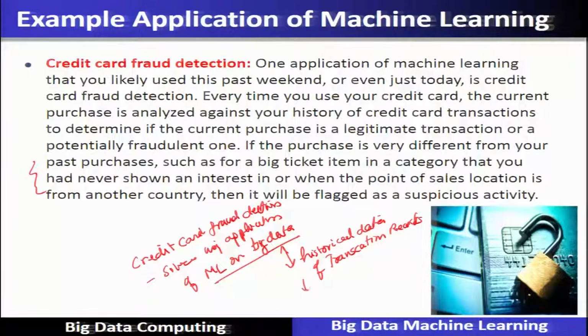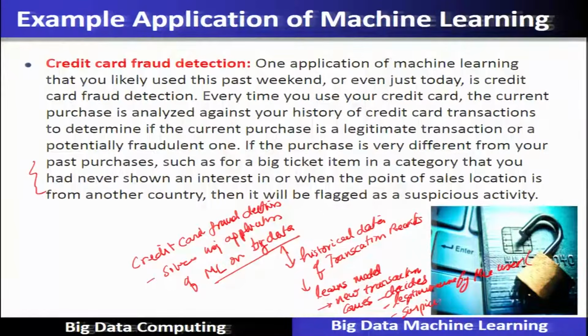So, that means from this particular historical data of transaction records, the machine learning learns the model, and whenever a new transaction comes, it decides whether it's a legitimate use by the user or it is suspicious, that means which differs from the usage pattern of that user.